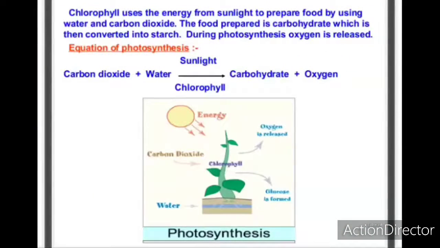Chlorophyll uses the energy from sunlight to prepare food by using water and carbon dioxide. The food prepared is carbohydrate, which is then converted into starch. During photosynthesis, oxygen is released. Equation of photosynthesis: carbon dioxide plus water, in sunlight and chlorophyll, gives carbohydrate plus oxygen.